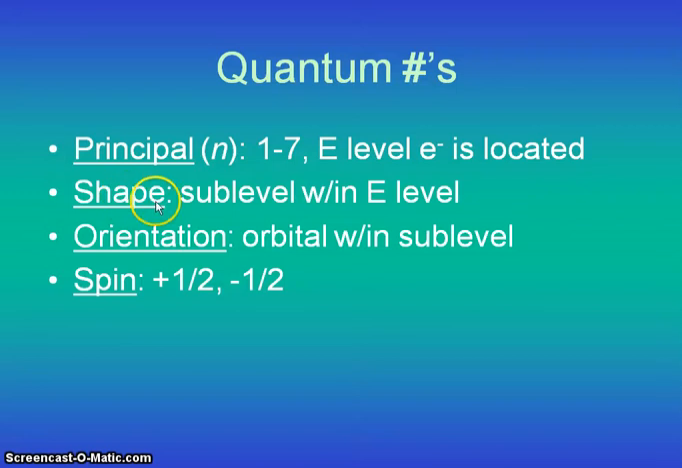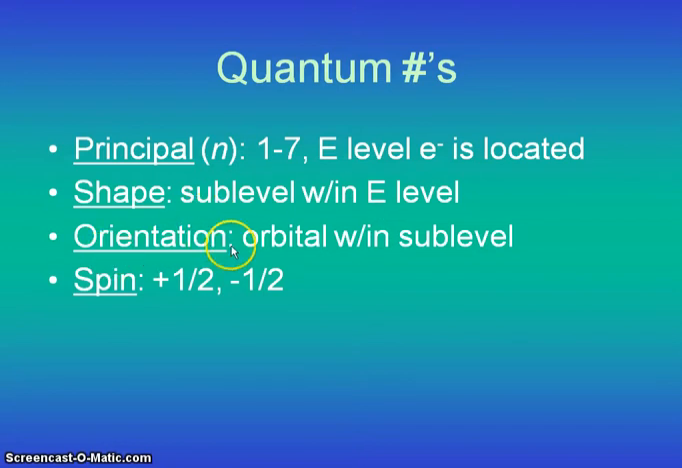The shape is going to be the sublevel within that particular energy level. So it might be a round shape like the s orbital. It might be a figure 8 shape like the p orbitals, or more complex like the d and f orbitals.